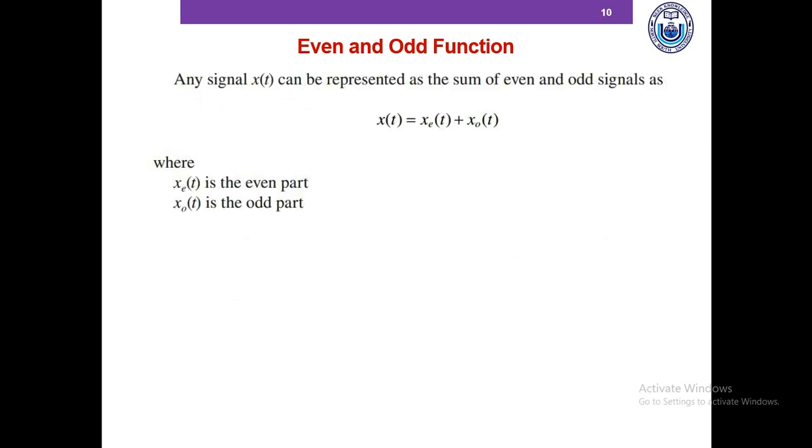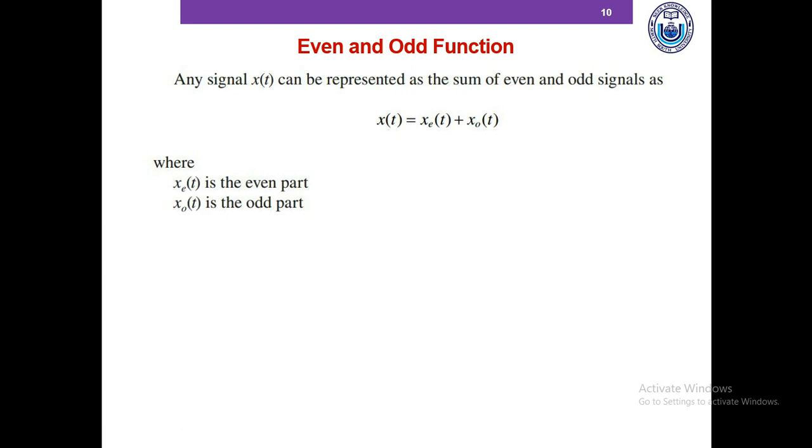Okay, now any signal x of t can be represented as the sum of even and odd signals, such as this equation, x of t equals x of e plus x of o, where x of e here is the even component of the signal x of t, and x of o here is the odd component of the signal x of t.